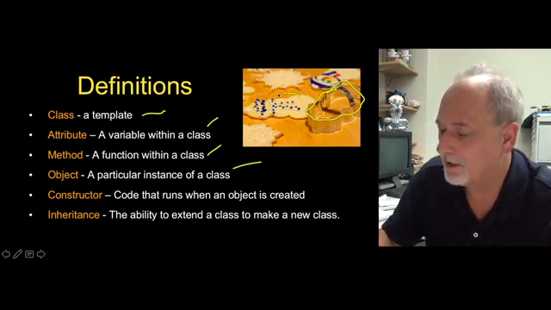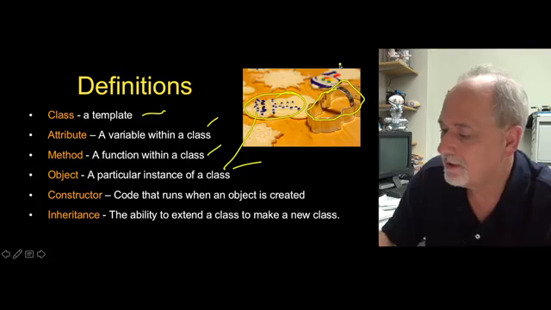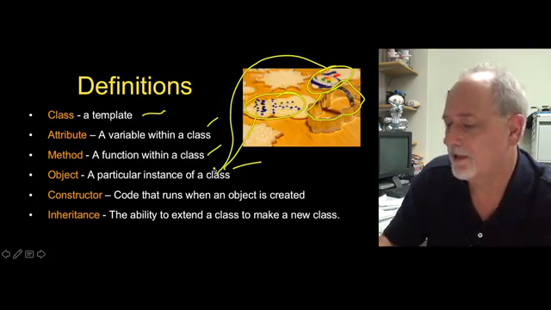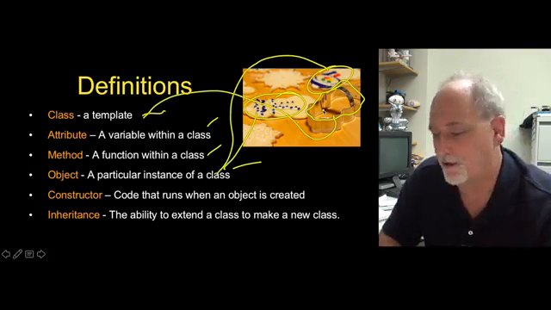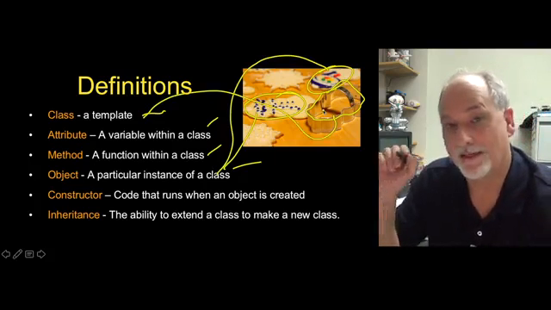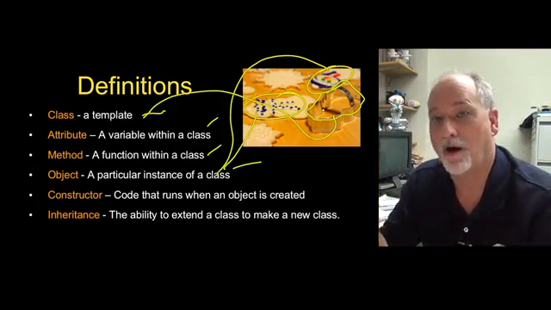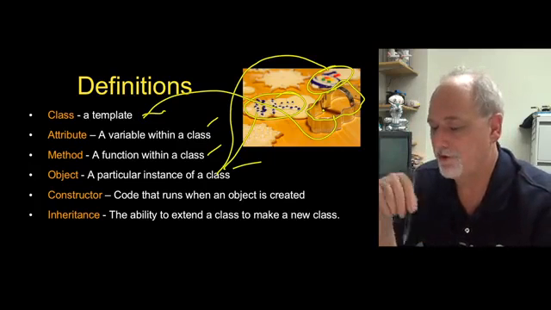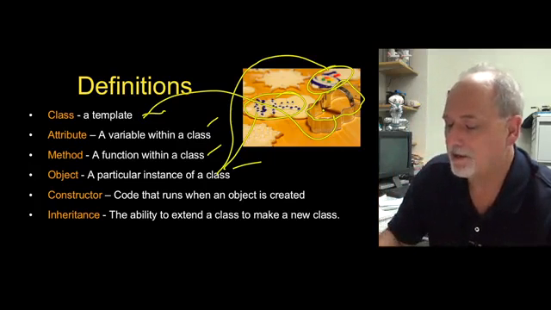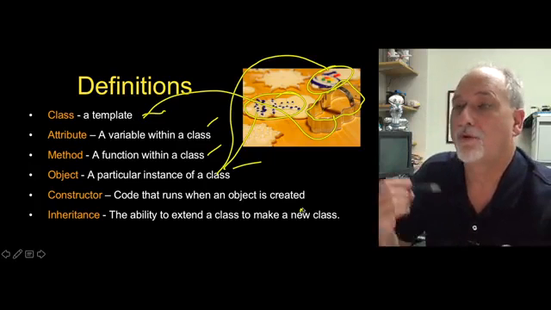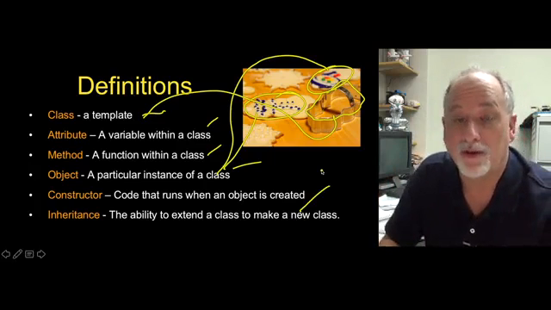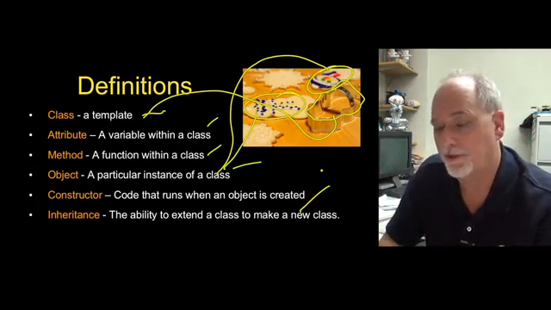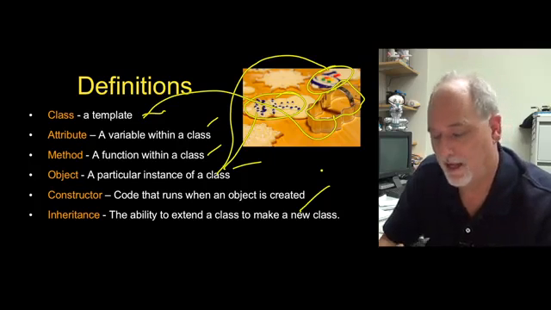And so the object here is the snowman cookies. The class is the snowman cookie cutter. And a constructor is a bit of code that sets up our object, our instance, when it first is created. And inheritance is this ability to create a new class, but take and import all the capabilities of an existing class.